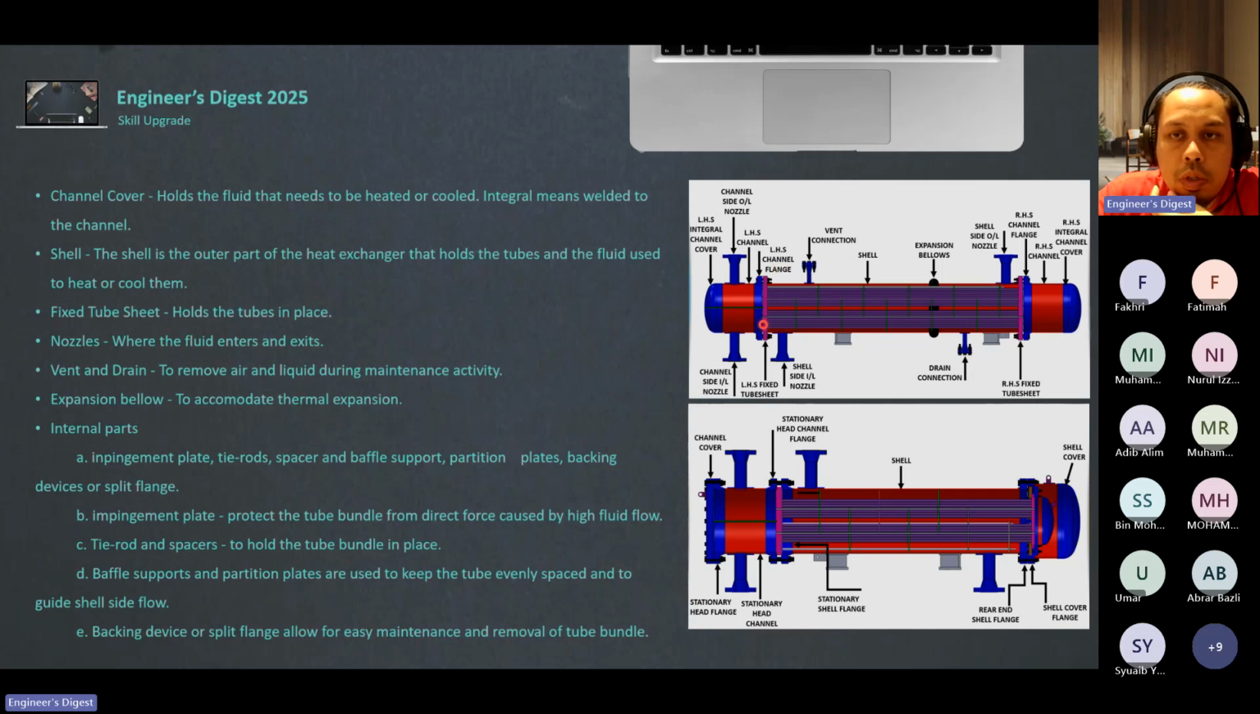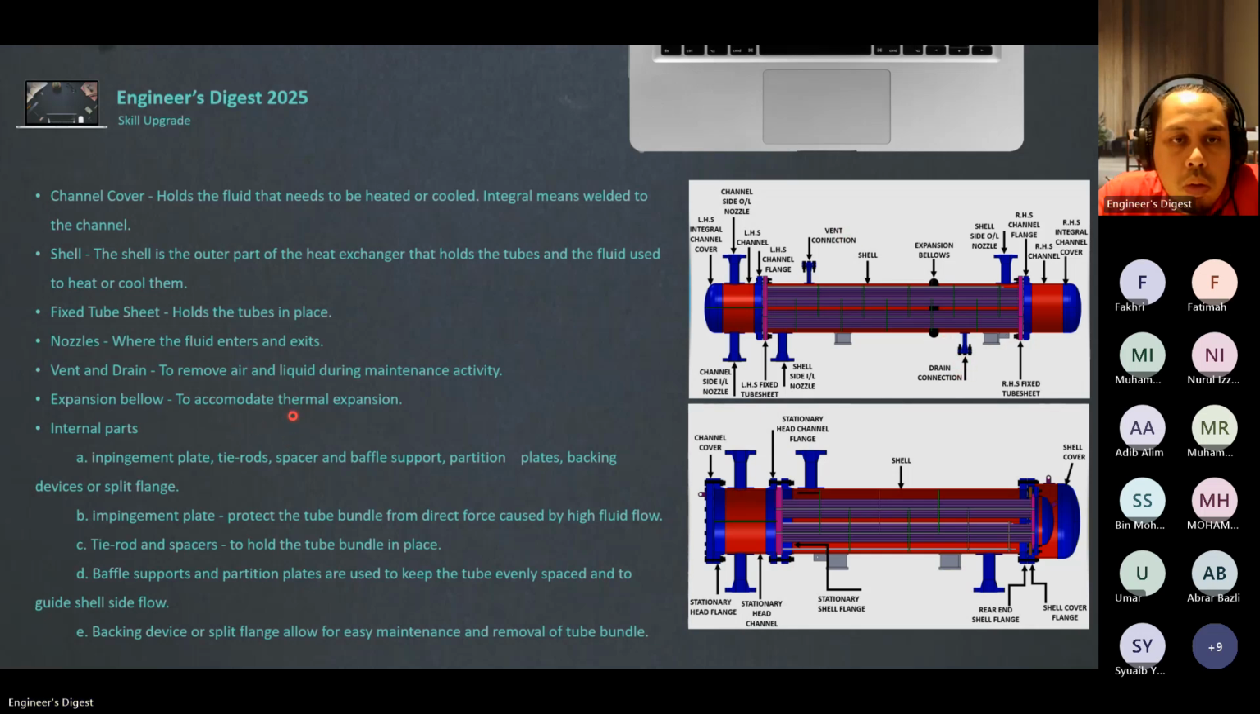This is a fixed tube sheet integral to the shell, welded. So it holds the tube in place. The nozzle, you can see this is a nozzle from the tube side coming in. Then the nozzle from the shell side coming in, this is a nozzle. Vent and drain. You can have a vent connection and a drain connection. Why do we want this? To remove air or to remove water from the shell side.